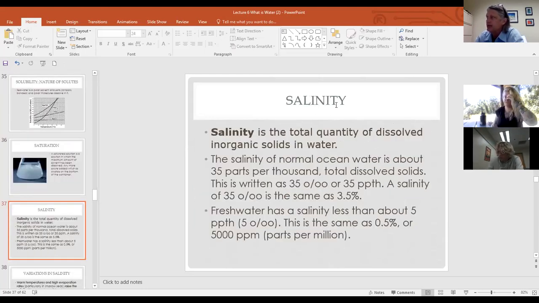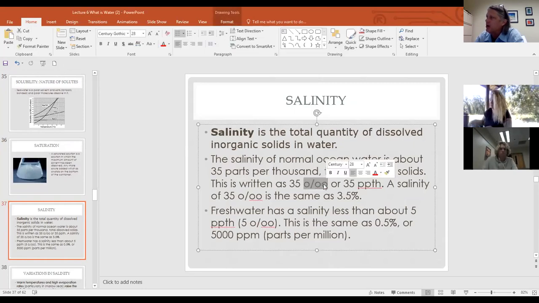So salinity is the total quantity dissolved. This little symbol, it's a percent sign with an extra zero. That means parts per thousand. So we're at 35 parts per thousand, or 3.5%. That's the salinity of the ocean in general. In Tampa Bay, I know our salinity fluctuates from the high 20s to the low 30s, depending on the weather. As for the Mediterranean Sea, we're up above 35 in concentration basins.